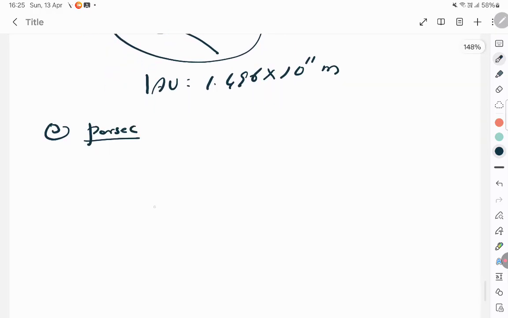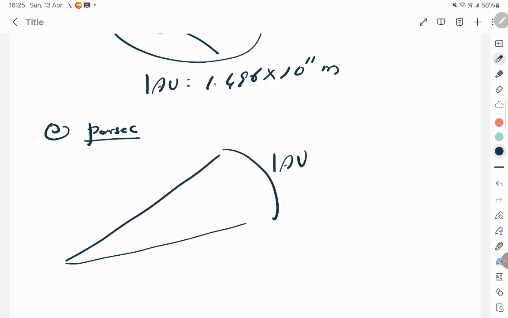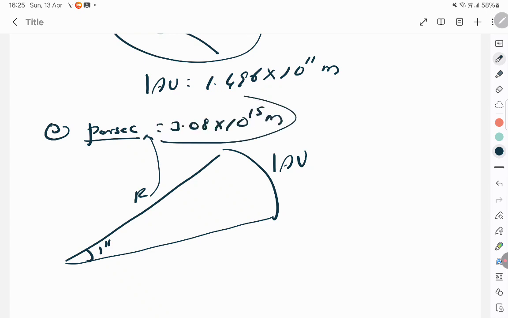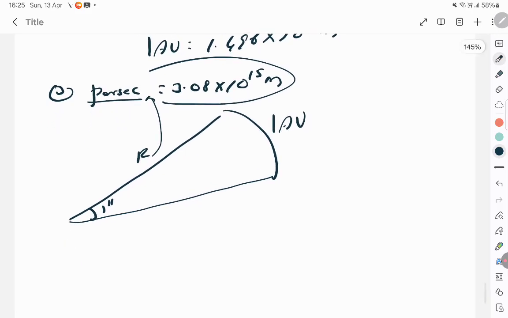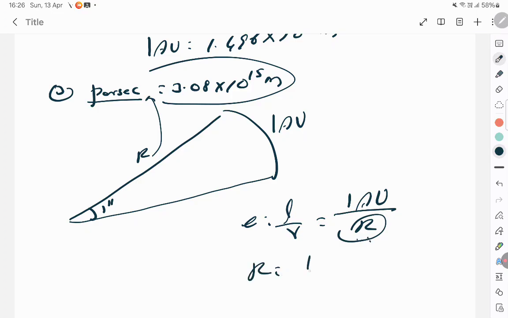An arc length of 1 astronomical unit, when it subtends an angle of 1 second at the center, this radius is what is called parsec, and its value is 3.08 into 10 to the power 15 meters. Parsec is the largest unit. See, this is how they found the value. You know, theta is equal to L by R. L is 1 astronomical unit, R is 1 parsec. Take R that side: R is 1 astronomical unit by theta, which is 1 second.